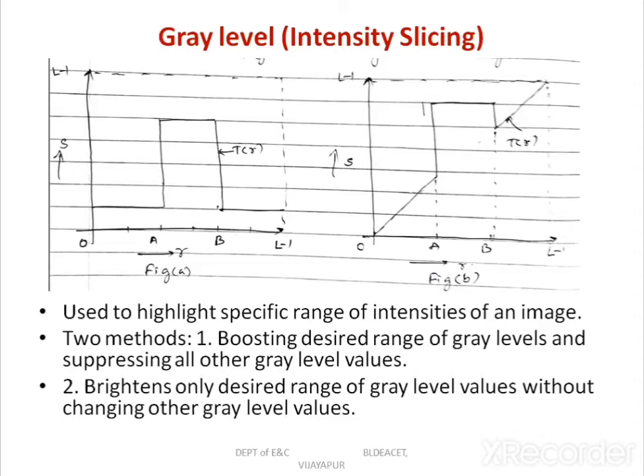Dear students, remember, gray level slicing is mainly used to highlight a specific range of intensities of an image. We can use two methods. One is we can boost the desired range of gray level values and suppress all other gray level values of the image. In the second method, we can brighten only the desired range of gray level values, and other pixels remain the same, meaning they do not change in the output image.